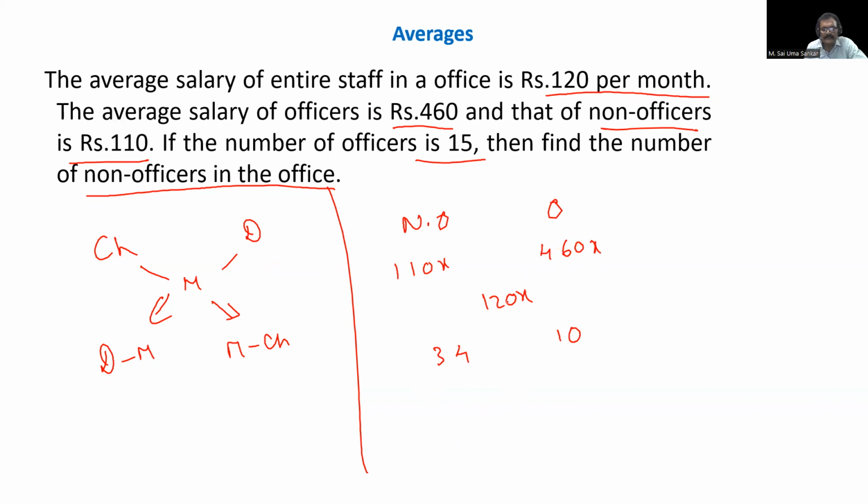46 minus 10, 12. Next 12 minus 120. Yes, 340. So 34:1.